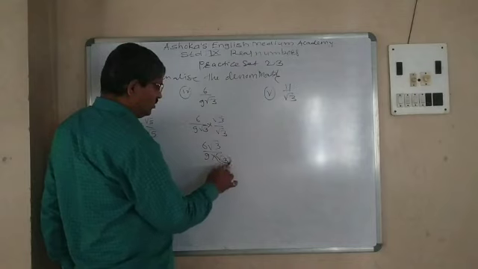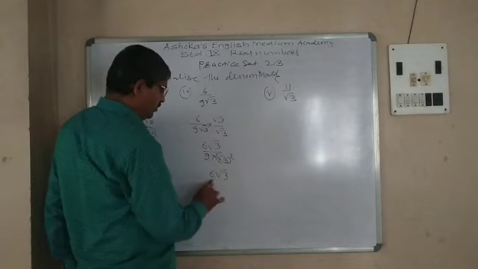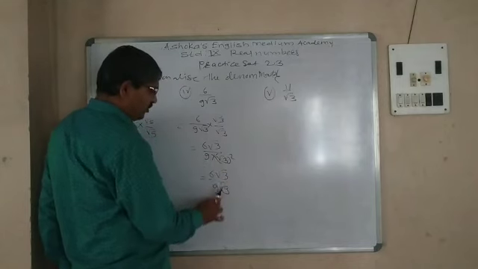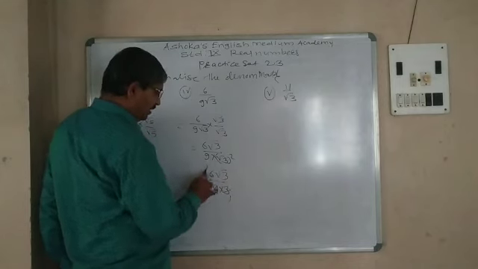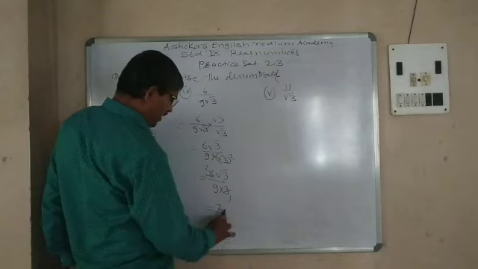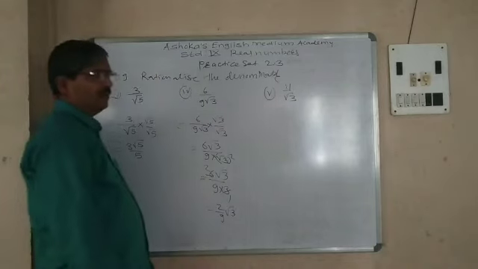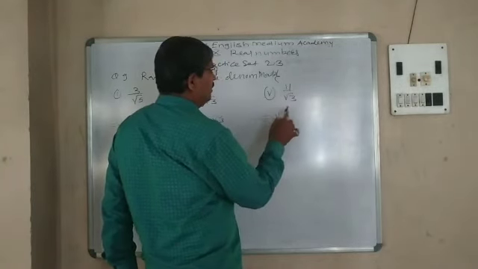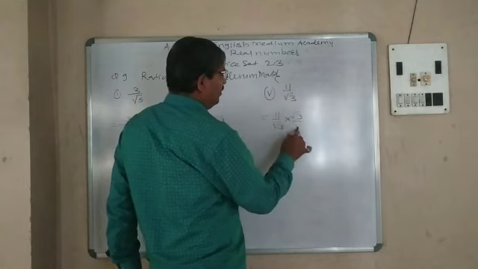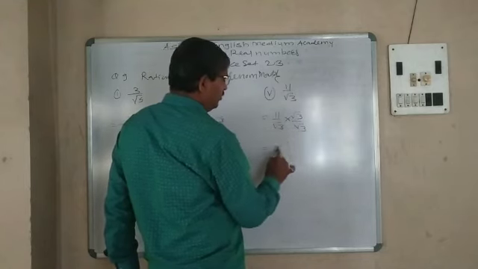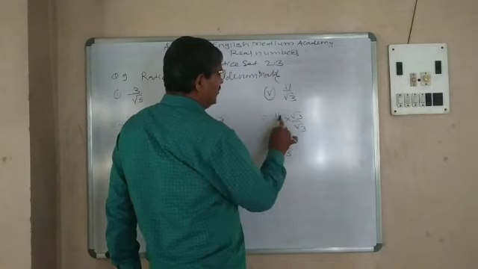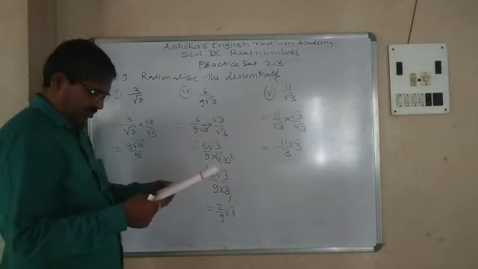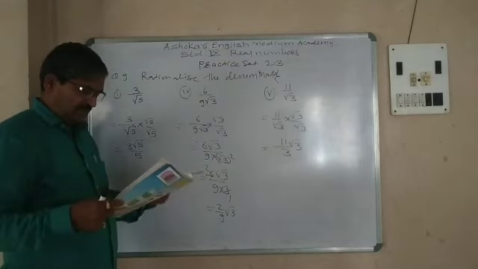If you do not understand, I am taking it like this. Then 6 root 3 upon 9 into 3. What happened? Root 3 bracket square means only 3. 3 1s are 3, 3 2s are 6, means 2 root 3 upon 9. Okay? Is it clear? Now next. 11 upon root 3. To rationalize the denominator, multiply by root 3. So root 3 into root 3 is only 3. 11 into root 3. So this answer is completed. By this way, this exercise is completed.